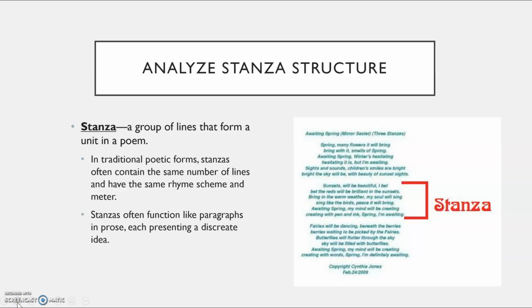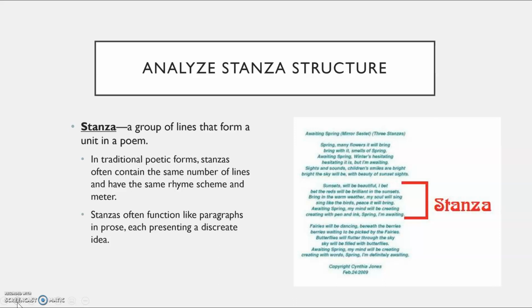We've talked about stanza before, but in this section of our book, it does mention analyzing stanza structures, so we're going to discuss it really quickly again. A stanza is a group of lines that form a unit in a poem. In traditional poetic forms, stanzas often contain the same number of lines and have the same rhyme scheme and meter, which are terms that we also discussed in a previous set of notes.